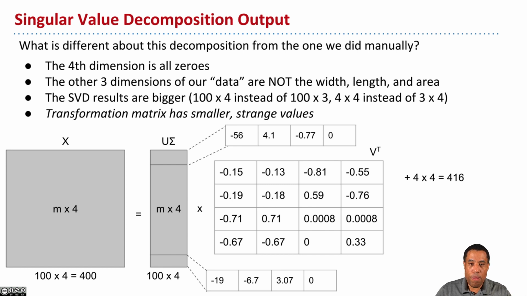The other thing is, if we look at the other three dimensions of our data, they're not the width, the length, and the area. In the first row we've got minus 56, 4.1, and negative 0.77, so that's a little off. And then, of course, as we already talked about, the results we get with SVD are 416 values versus 400 values. And if we look at our transformation matrix, it has small values and kind of strange values all over the place.